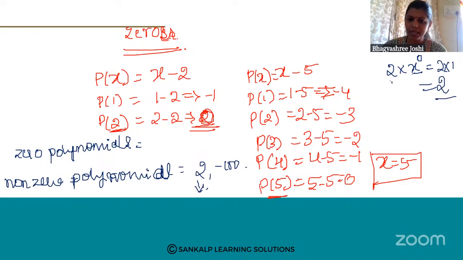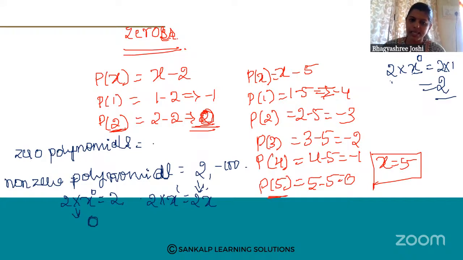So now tell me the degree of this polynomial. Yes. The degree of this polynomial is 2 into x raised to 0, which is 2 only. If I multiply 2 into x raised to 1, what will I get? 2x. But I don't want 2x, I want only x. So for that, the highest degree is 0. x raised to 0 is 1, so 2 into 1 is 2. So the degree of this polynomial is 0.